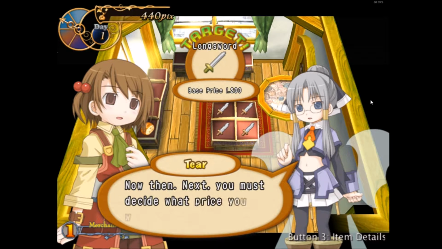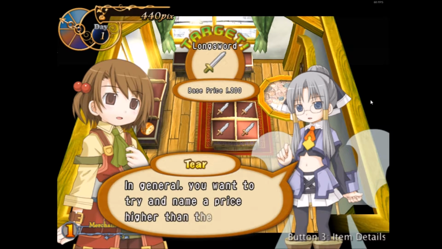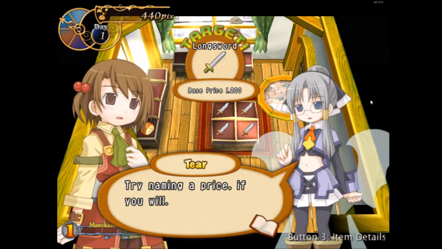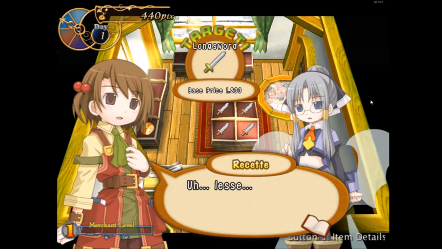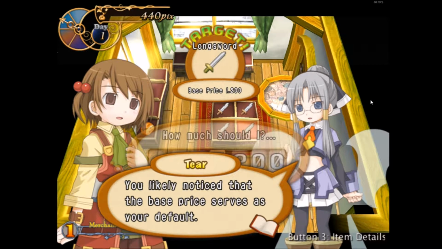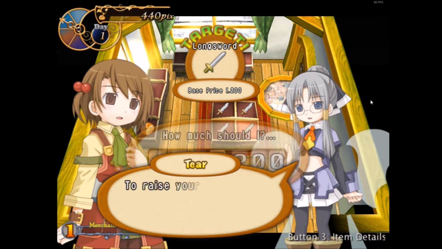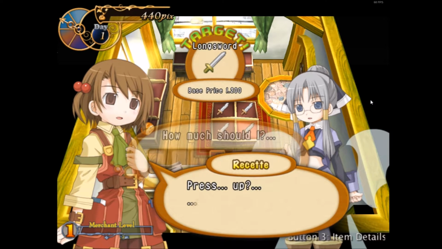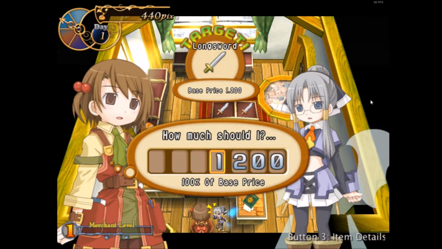Okay. Now then, next, you must decide what price you wish to offer. In general, you want to try and name a price higher than the base. Try naming a price if you will. You likely noticed that the base price serves as your default. To raise your offer, press up. Press up? Okay.